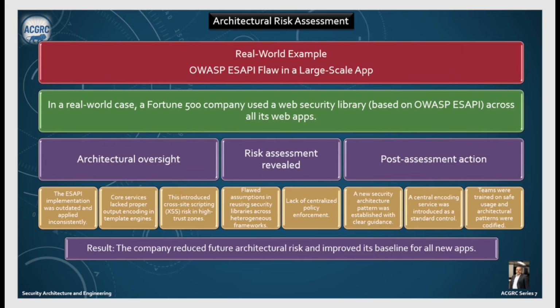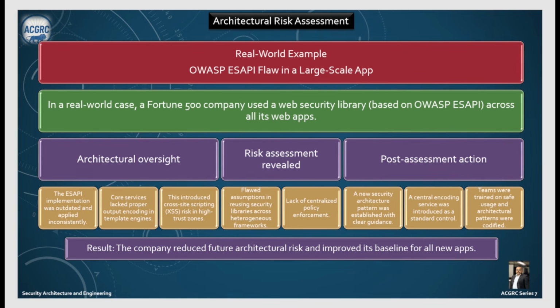Real world scenario: a Fortune 500 company used a web security library across all its web apps. From an architecture oversight perspective, the ESAPI implementation was outdated and applied inconsistently. Core services lacked proper output encoding in template engines. This introduced cross-site scripting risk in high trust zones. From a risk assessment, it revealed flawed assumptions in reusing security libraries across heterogeneous frameworks. It lacked centralized policy enforcement.